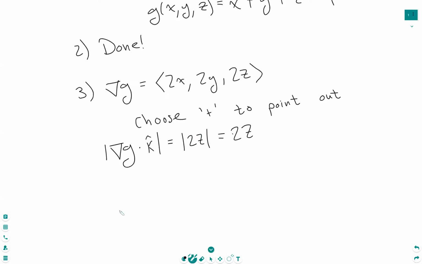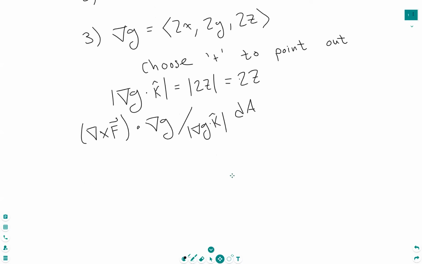And then we can also look at the vector field that we're considering the flux of, which was the curl of f that we calculated earlier. And we're dotting this with the gradient of g, and we're choosing the positive. And just for convenience, we'll also divide by the gradient of g dotted with k hat and throw in our dA here. So what is this full integrand?